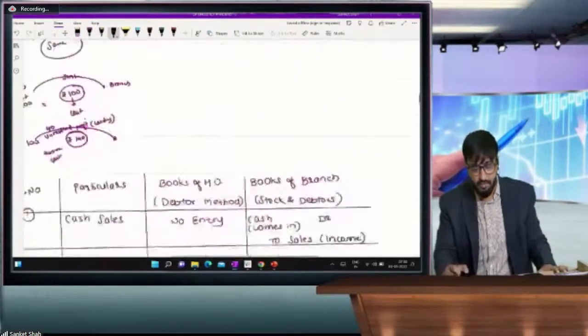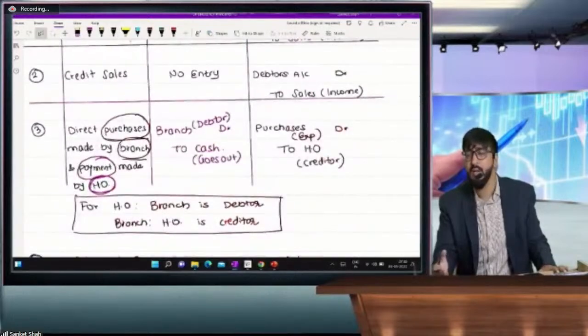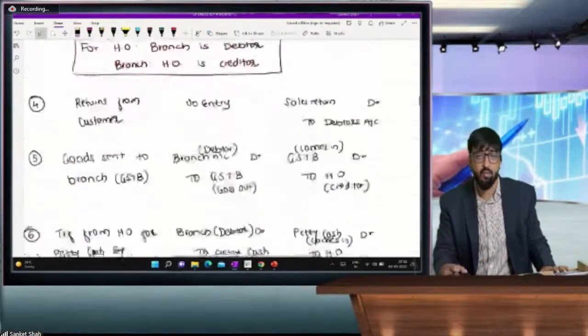So it's very simple. First entry, cash sales, no entry, cash account debit to sales. Then credit sales, no entry, debtors account debit to sales. Direct purchases made by branch and HO pays the payment. So purchases in the books of branch, payment in the books of head office. Entry will be branch account debit to cash in head office books, and in branch books purchases account debit to head office account. So this is the third entry.